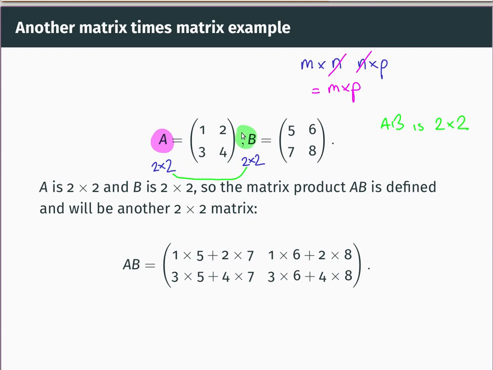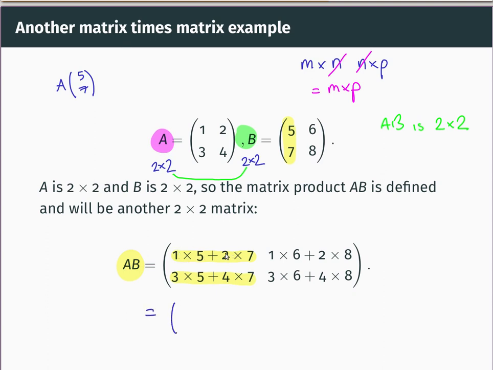So in this example, A times B is obtained by multiplying A into the first column of B, which is this column here, and then using that as the first column of the product matrix. So let's work that out. In order to find the first column of the product AB, we multiply A into the first column of B. So we have to do A times 5, 7 to find the first column of the product AB. So that is 1 times 5 plus 2 times 7 as the first entry right here, and then 3 times 5 plus 4 times 7 as the second entry here. So that will give us the first two entries in our matrix product.